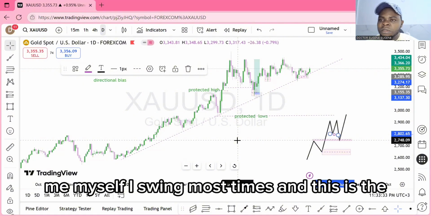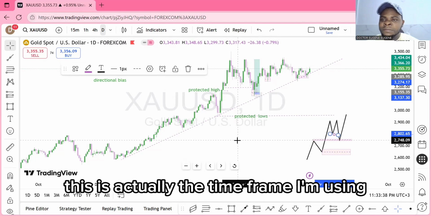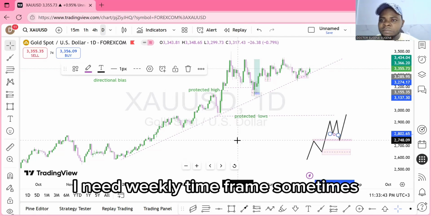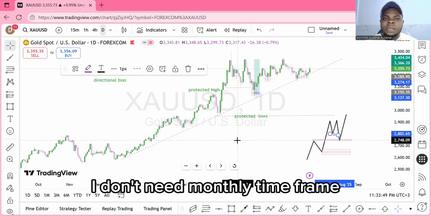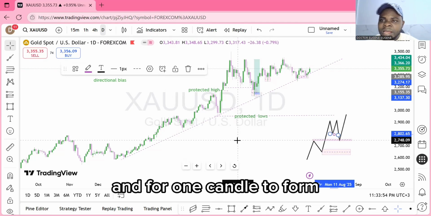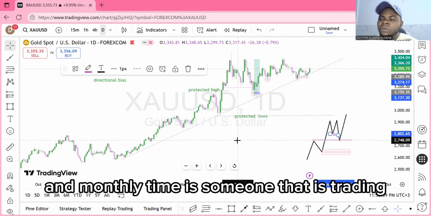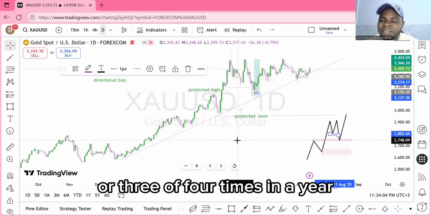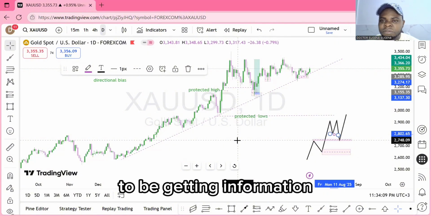Me myself, I swing most times, and this is the time frame I'm using. I don't need that weekly. I need weekly time frame sometimes, but just to view it and zoom out. Okay, I don't need monthly time frame since I trade every week. Someone that needs the monthly time frame is someone that is trading maybe once or twice in a year, or 3 or 4 times in a year. That's the person that needs that monthly time frame to be getting information.